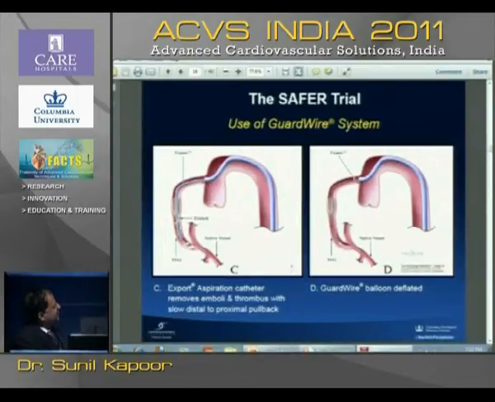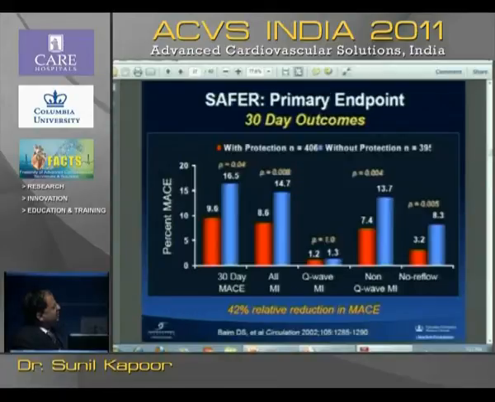Then an export catheter is used to remove the emboli and thrombus with a slow distal to proximal pullback, and then the GuardWire balloon is deflated. Now what is the data of this GuardWire at 30-day mortality with protection and without protection? This was the SAFER trial which was done, and this is the 30-day MACE, all myocardial infarction, Q-wave MI, non-Q-wave MI, no reflow phenomena. What has happened? Percentage MACE. This is with protection, the red, and the blue is without protection.